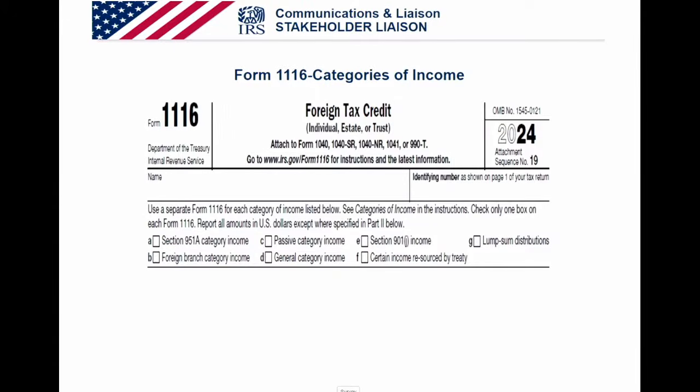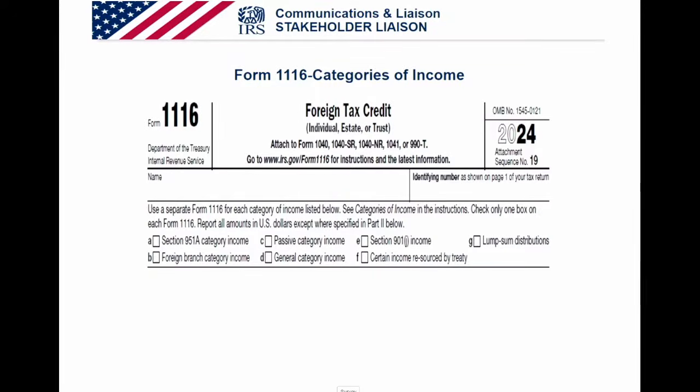Now, the IRS groups types of income into specific categories to prevent taxpayers from using excess foreign taxes paid on highly taxed income to offset U.S. tax on lower taxed income. Here we see the front of page 1 of Form 1116. Maybe a little difficult to see, but the upper section shows 7 categories of income, and I'm going to discuss briefly each of these categories.